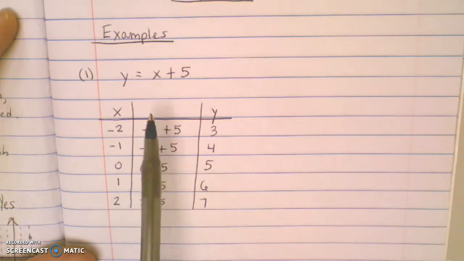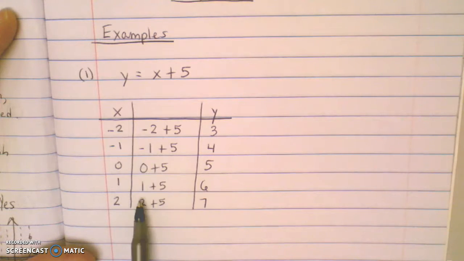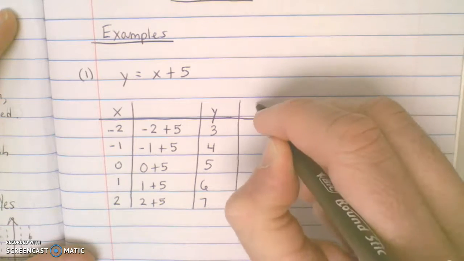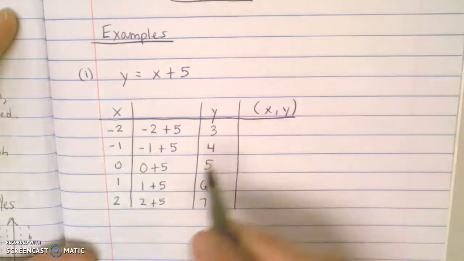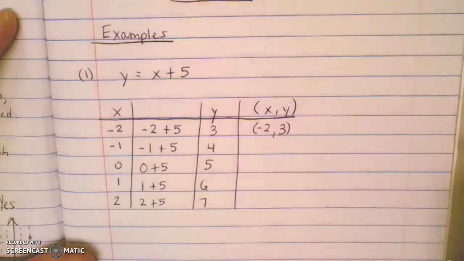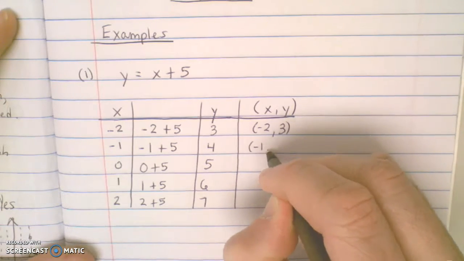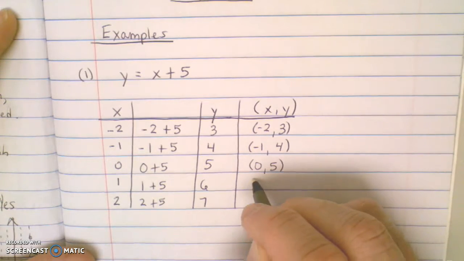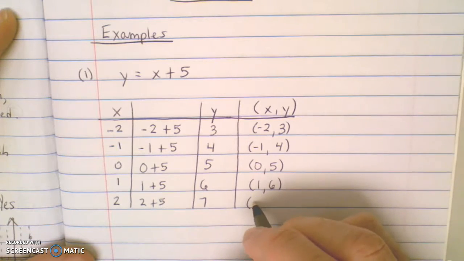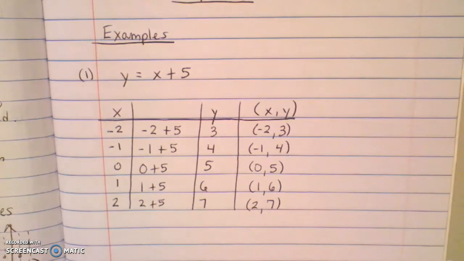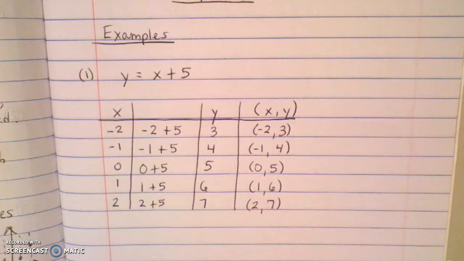And now what we have is, from this equation, we use it to complete the table, and now we have a list of ordered pairs that I can also put on the side here as x comma y. So my input -2 gave me an output of 3. So that's a point I can plot on the graph. My input -1 gave me an output of 4. 0 gave me an output of 5. 1, an output of 6. 2, an output of 7. So when you're given an equation, you should be able to fill out a table of values based on that equation.